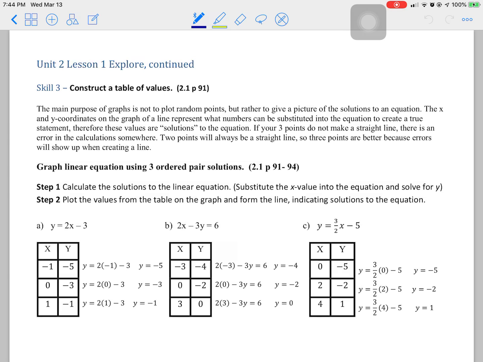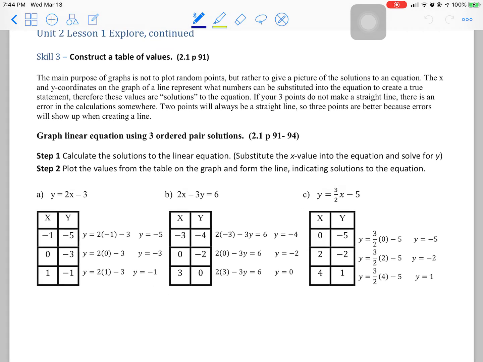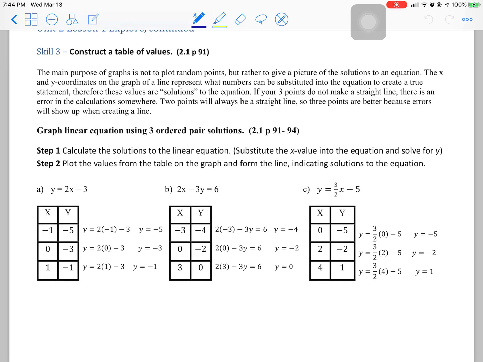The main purpose of putting a graph together is not just random points, but a picture. Give a picture of the solution to the equation. Okay, here's an equation right here. The x and y coordinates on the graph of the line represent what numbers can be substituted into the equation and create a true statement. Therefore, they are called the solutions to the equation.